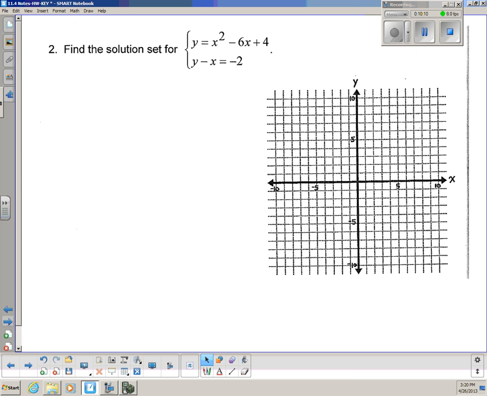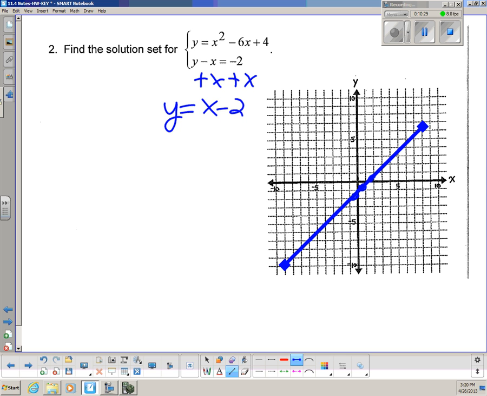First thing you have to do though is to be able to graph the line. You've got to get it into y equals on your own. So I'm going to add x to both sides and get y equals x minus 2. This is easy to graph. Begin at -2, up 1 over 1. Going to take my line, going to connect the dots. You should label your line and your parabola, even though we know one's a line and one's a parabola. So we've got this guy being here, y equals x minus 2.